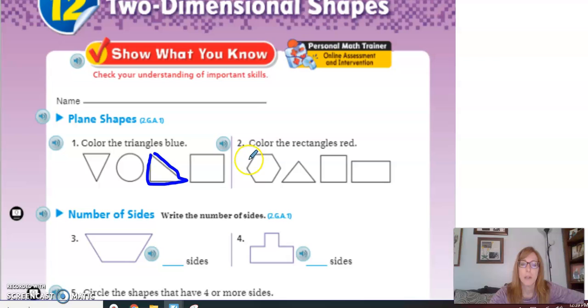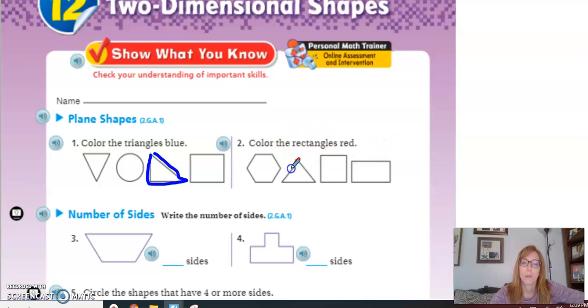So you have a 1, 2, 3, 4, 5, 6-sided shape. You guys know a 6-sided shape is a hexagon. You have a 3-sided shape, which is a triangle. You have a 4-sided shape with all sides the same length. That would be a square. And then you have a 4-sided shape with the opposite sides being the same length. And so that would be a rectangle.